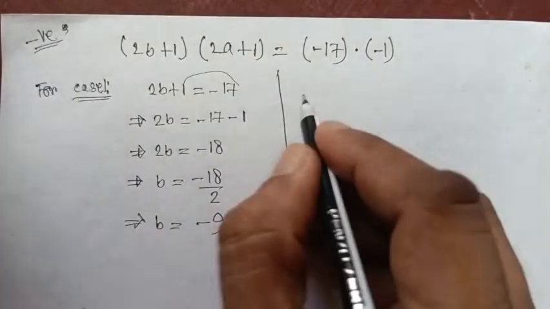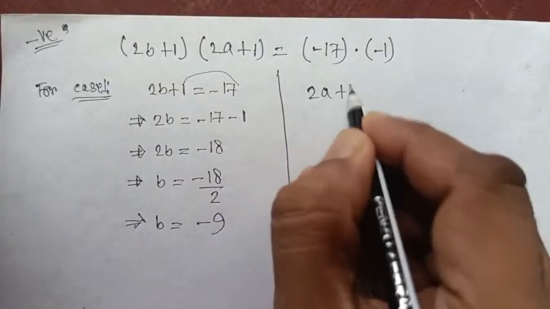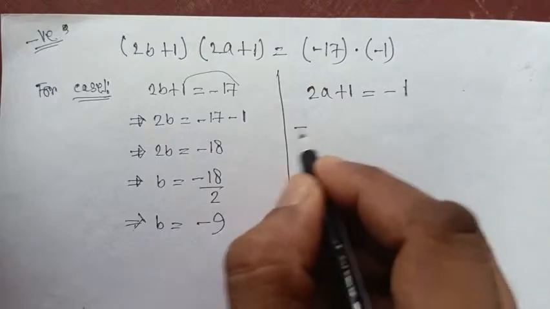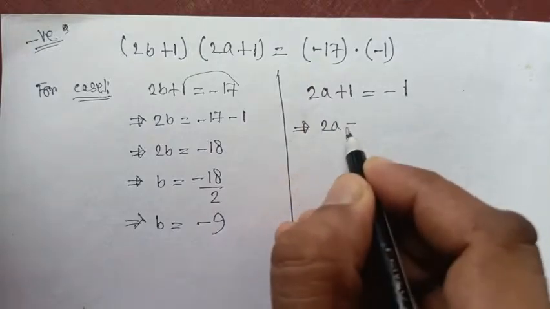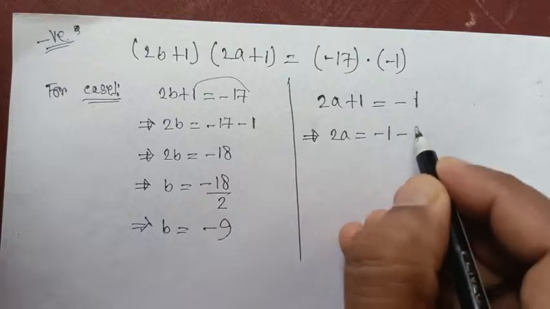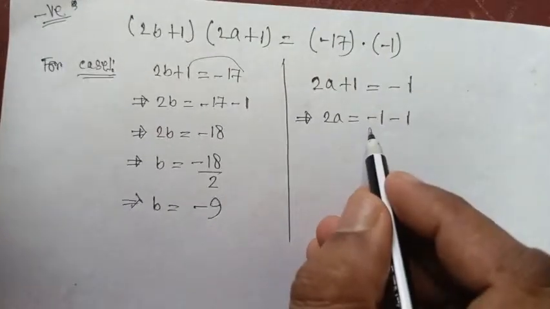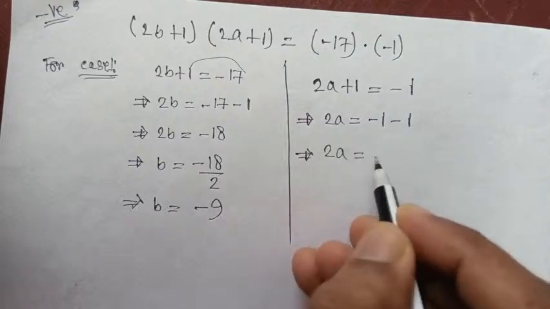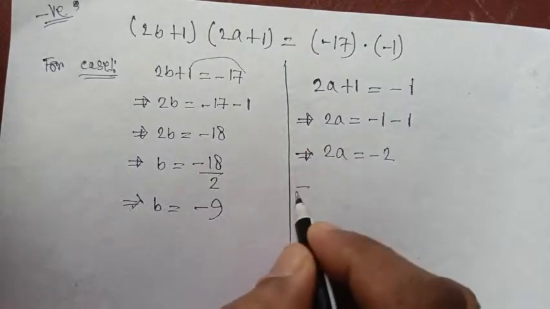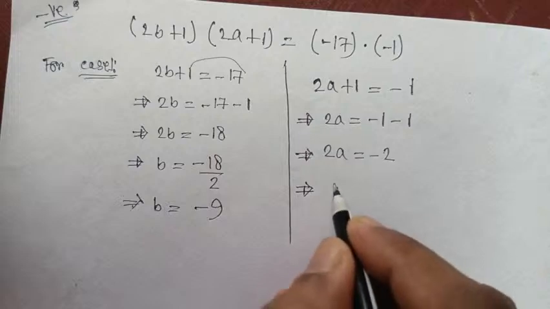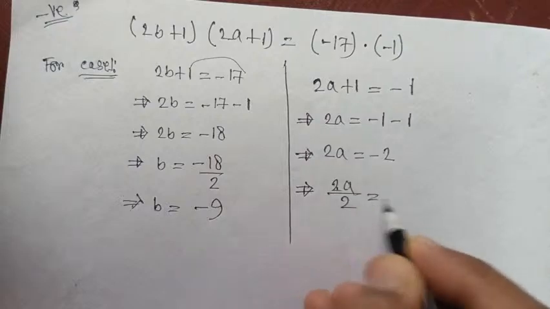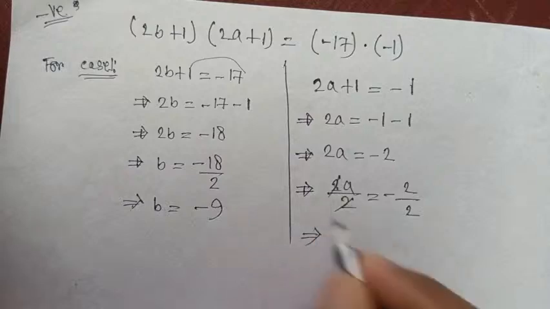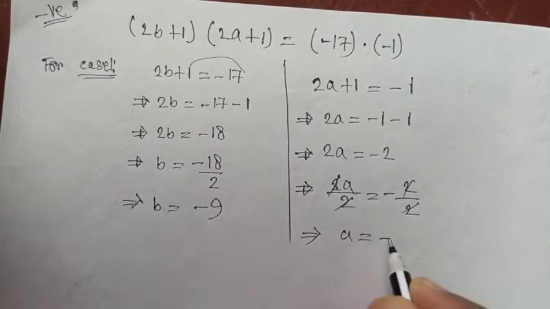And similarly 2a plus 1 will be minus 1. Then 2a, if we move 1 to the right hand side, it will be minus 1 minus 1, that will be 2a equals minus 2. And if we divide both sides by 2, then 2 cancels out, a equals minus 1.